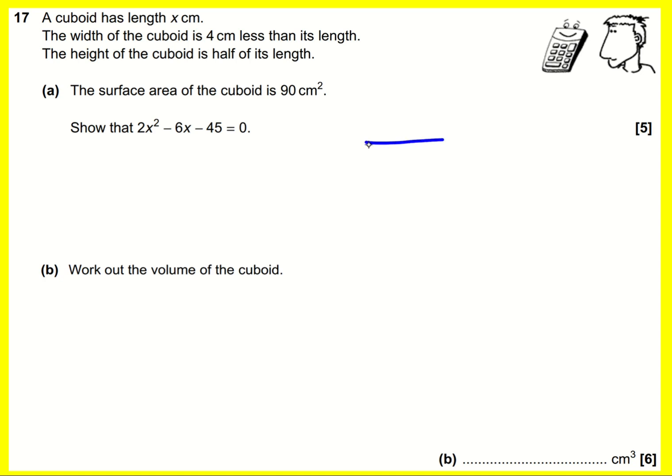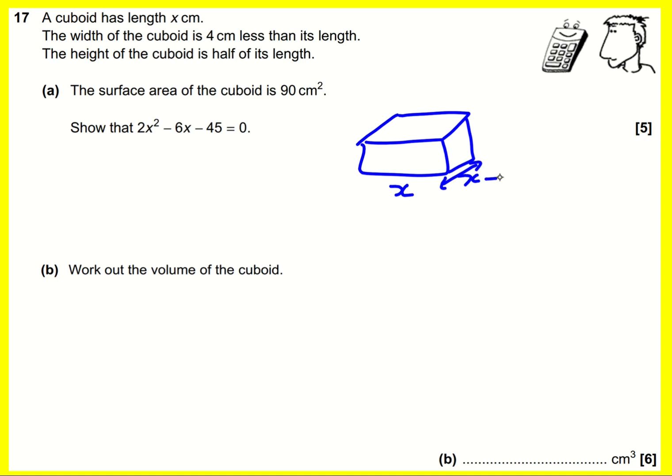The first thing I would do is draw a cuboid. Just get that little sketch drawn and then start thinking about what's going on. It's got length x. Let's call this one x. It doesn't actually really matter because I could imagine rotating it. The width of the cuboid is 4 less than its length. So let's call this length here the width.